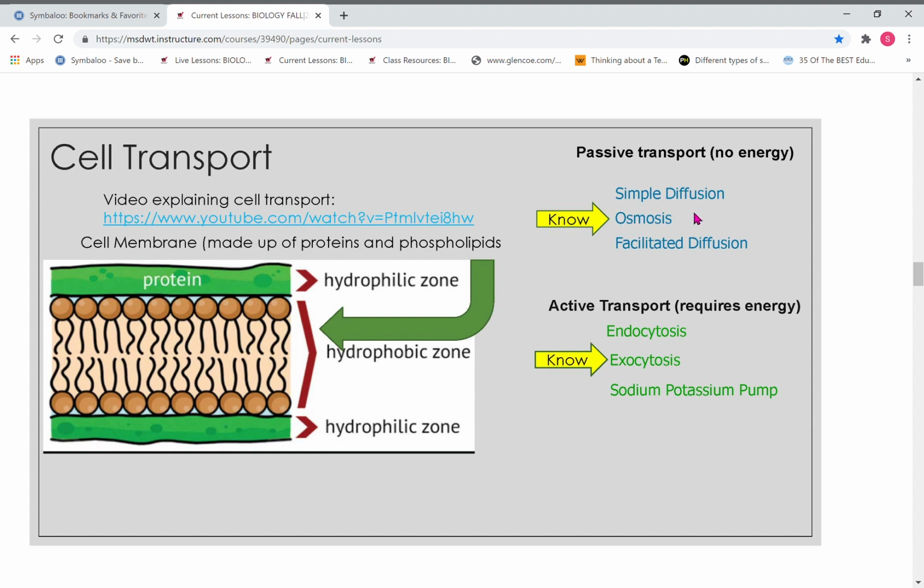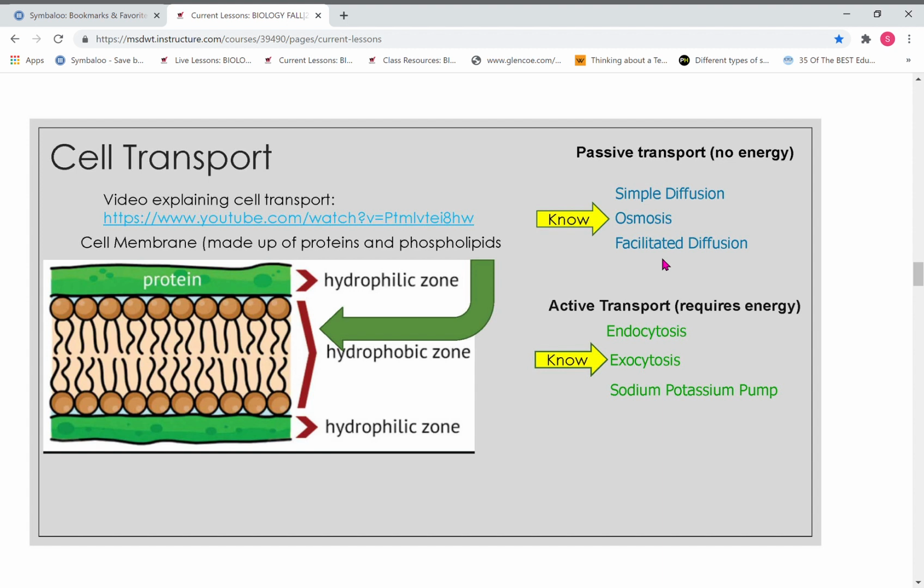Simple diffusion is moving any molecule across the membrane that can fit, because that's how you can pass the membrane. Osmosis is the movement of water across that membrane from high to low. I put a note next to it because you have to know this. This is on the final exam. Facilitated diffusion is talking about the proteins embedded inside the cell membrane, which allows facilitated diffusion. All it is, is a bigger opening to help push those molecules across.